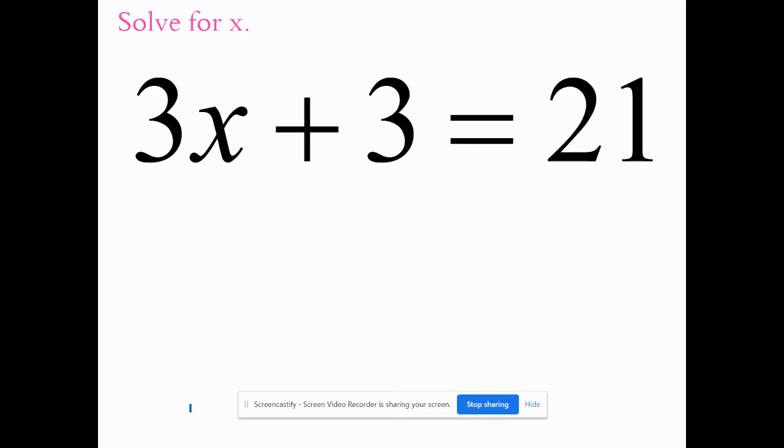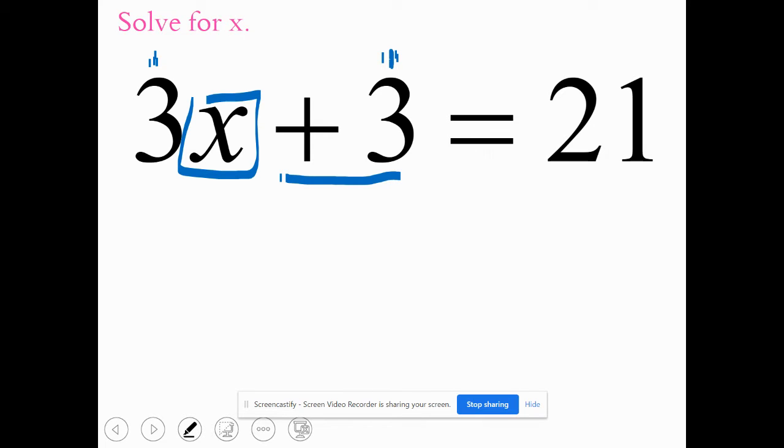So again, we want to try to get our x all by itself. When we're getting our x all by itself, we need to focus on getting this 3 and this other 3 over to the other side. So I'm going to start with this one right here, which means I'm going to do the opposite of plus 3, which is minus 3.